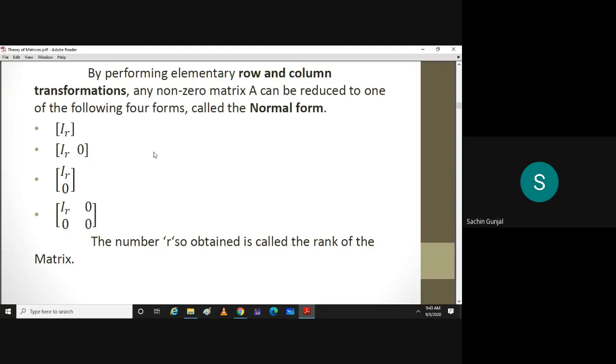Done? Can we go ahead? Yes, sir. Just a minute. Okay. So, what is IR? Can you explain once more? Yes, IR is the identity matrix of size R. Diagonally you have 1, 1, 1, and the other entries are 0. Understood. IR is the identity matrix of size R.